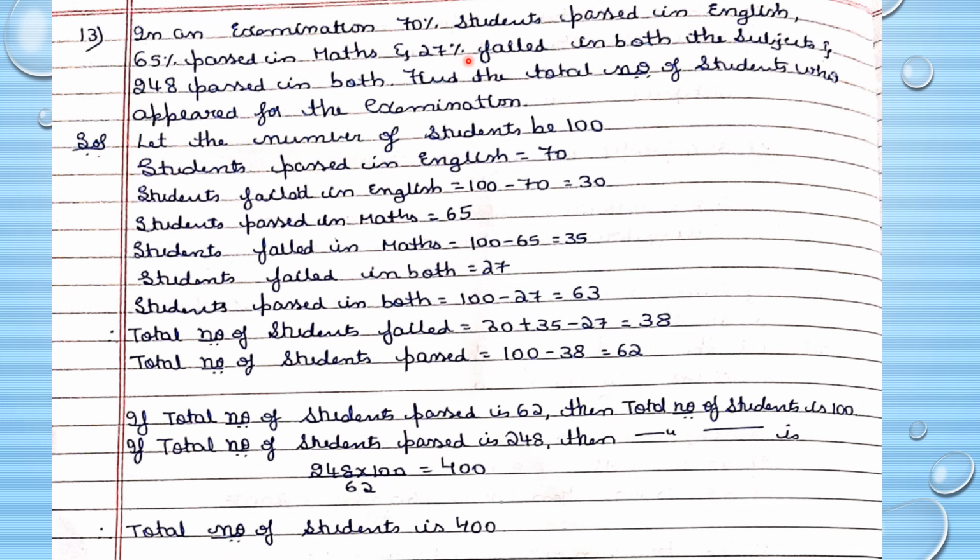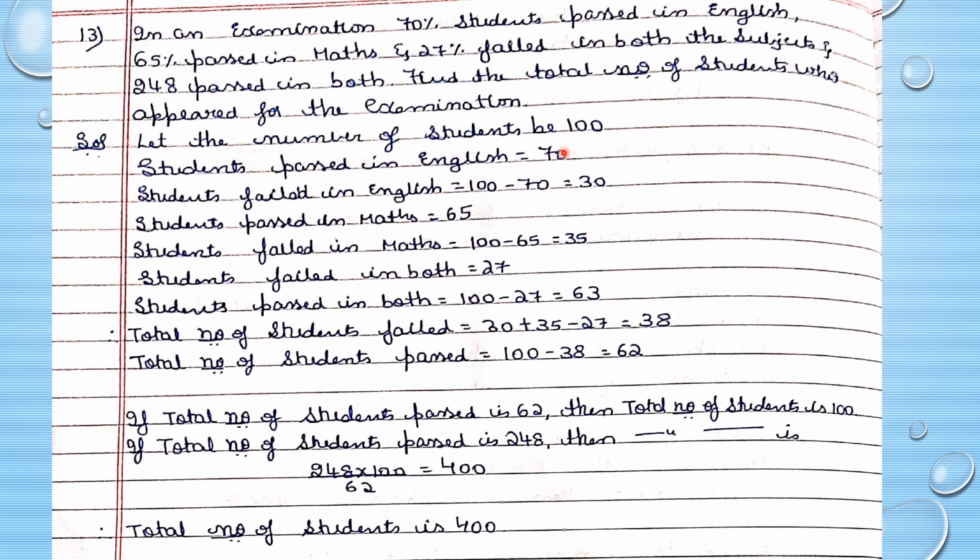Next problem. In an examination, 70% students passed in English, 65% passed in maths, 27% failed in both the subjects, and 248 passed in both. Find the total number of students who appeared for the examination. You don't know how many appeared, so you will take the number as 100. So let the number of students be 100.